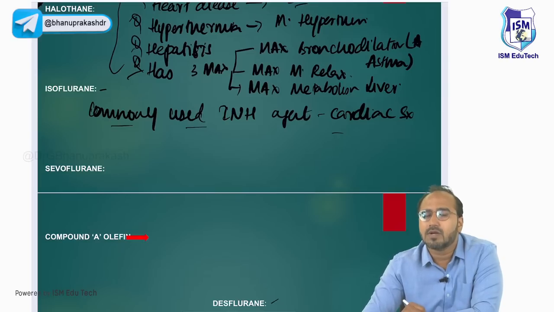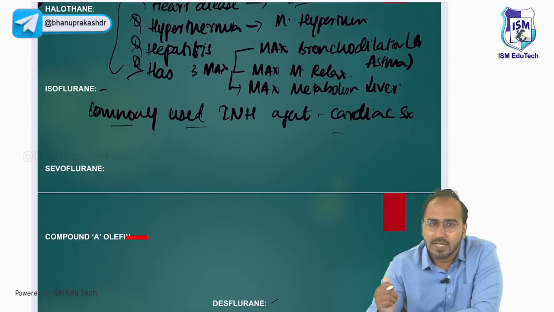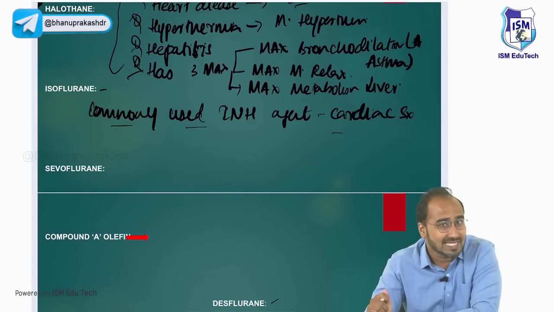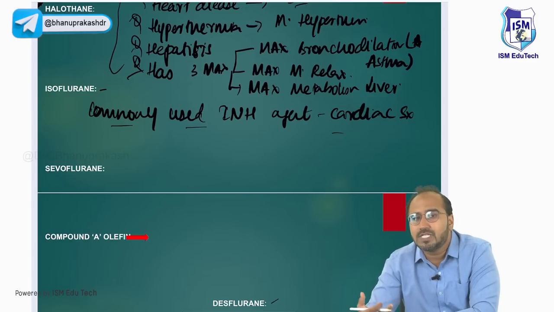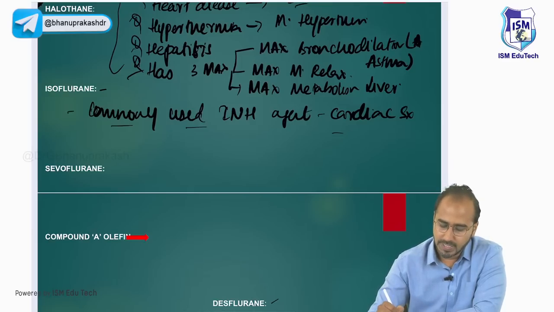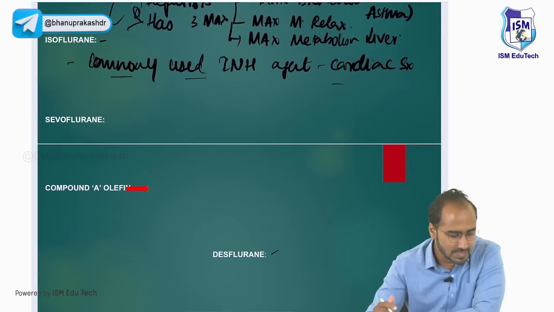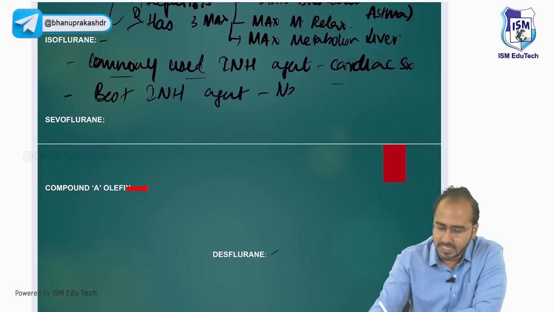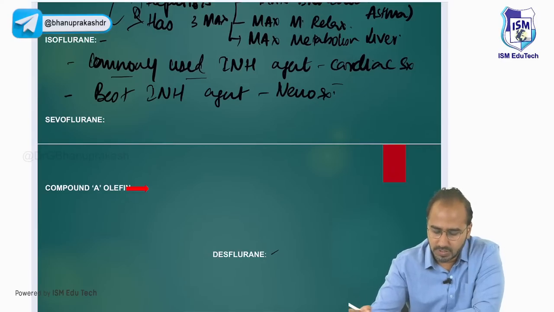Why? Because desflurane, even though it will be best, is very costly. The gas itself is not costly. The vaporizer in which desflurane is stored is very costly. That's why isoflurane is commonly used. So remember, guys, the commonly used inhalational agent for cardiac surgery is isoflurane. It is the best inhalational agent for neurosurgeries also. Best inhalational agent for what surgeries, guys? Neurosurgeries. Okay.